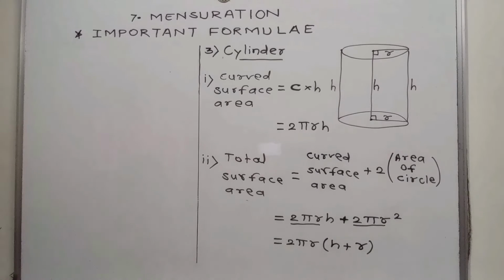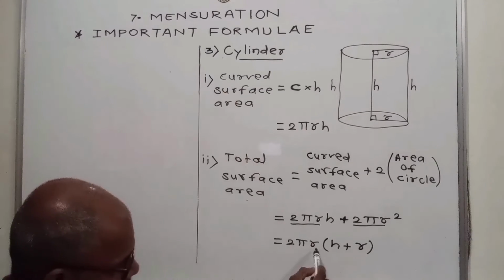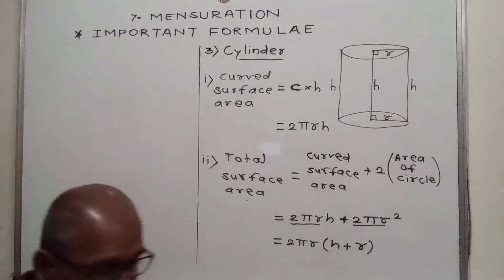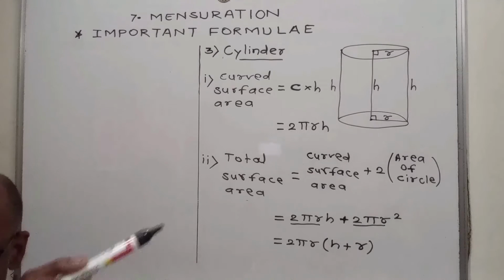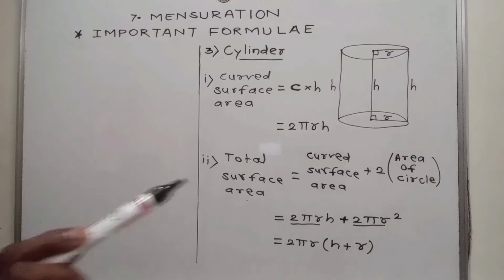This is our formula for total surface area of cylinder, 2 pi r bracket r plus h, r plus h or h plus r, you write anyway. And this is centimeter square, meter square, kilometer square. Areas are always in square unit, or unit square. And volumes are cubic unit or unit cube.